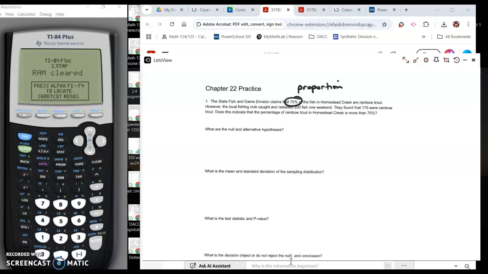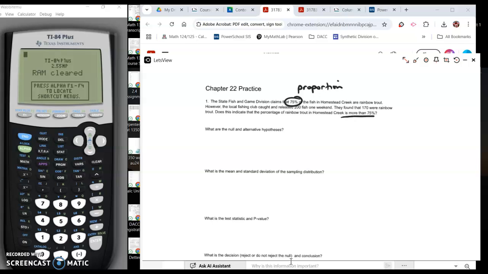However, the local fishing club caught and released 200 fish in one weekend. They found 170 were rainbow trout. Does this indicate the percentage of rainbow trout is more than 75%? So we definitely have a proportion problem. We're seeing if it's more than 75%.